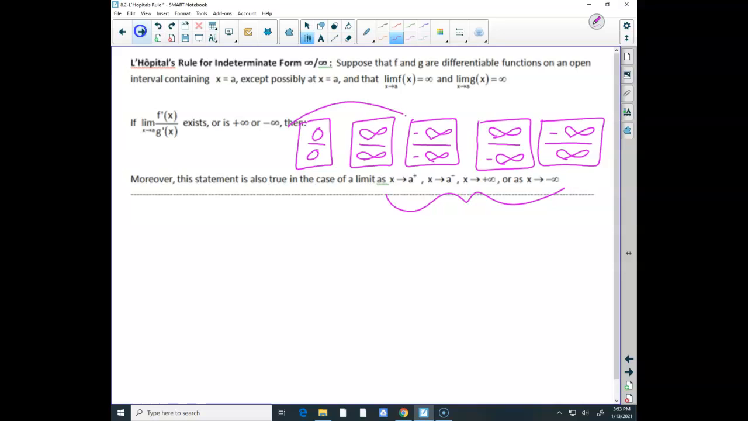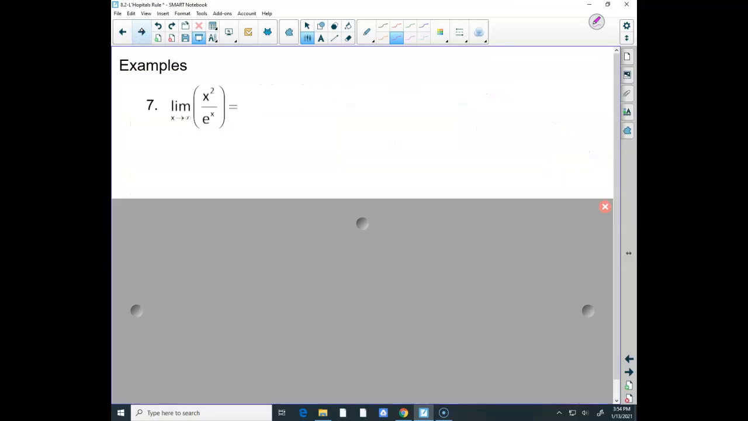These are your indeterminate forms that you need to know for this class. If you take Calc 2, there are more indeterminate forms than this, and you will apply L'Hopital's rule to a deeper depth of knowledge, okay? So, example.